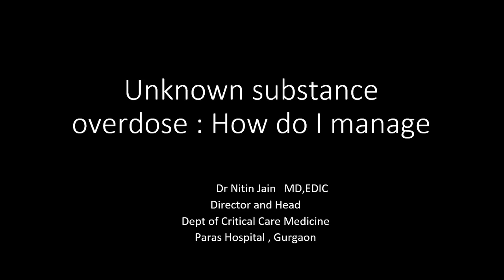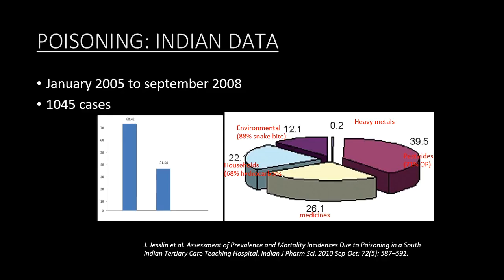Good morning, everyone. So we will be discussing unknown substance overdose. Many times, a patient of unknown poisoning comes to the ER, and you get an unreliable history, and then you are designated to understand which poison it is. So basically, as a critical care physician, you should be able to have some differentials in your mind, what you are thinking, which poison could it possibly be, so that you can plan your treatment accordingly.